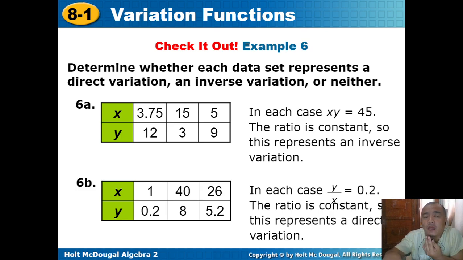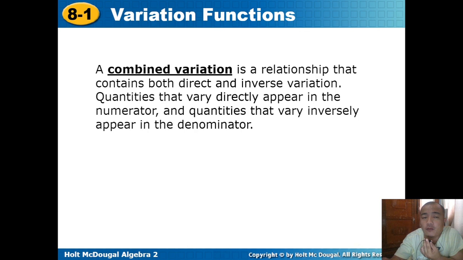Let's now proceed to another type of variation. It's called the combined variation. Combined variation is a relationship that contains both direct and inverse variation. Quantities that vary directly appear in the numerator, and quantities that vary inversely appear in the denominator. So combined is just a combination of direct and inverse, and sometimes joint.